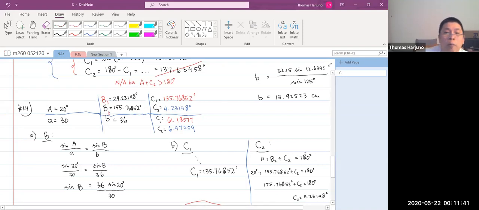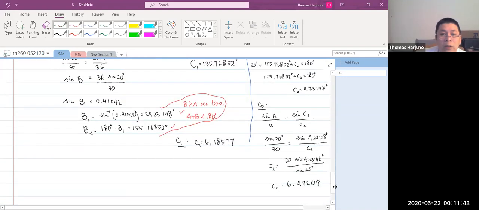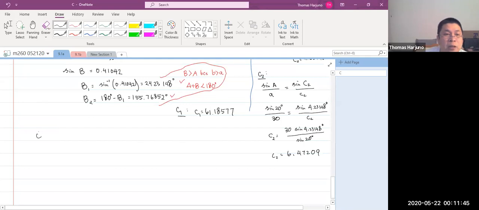Now, the follow-up question is actually a very good question. Part C, find the area of each triangle.